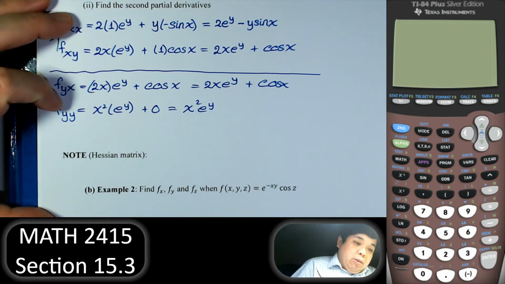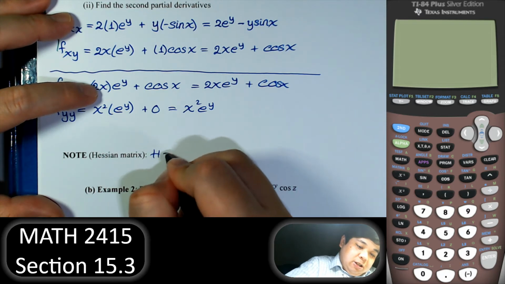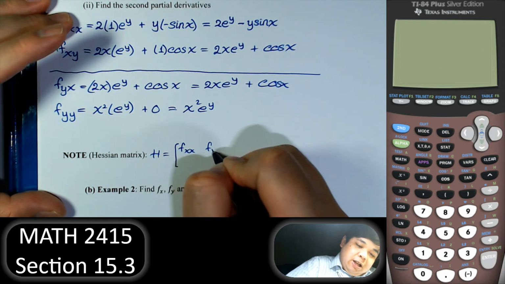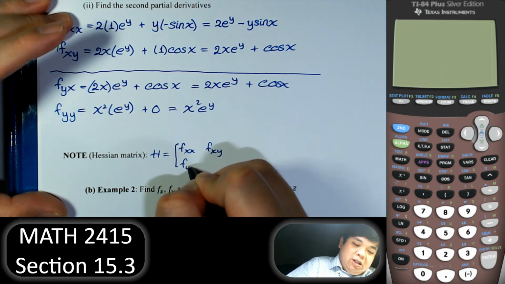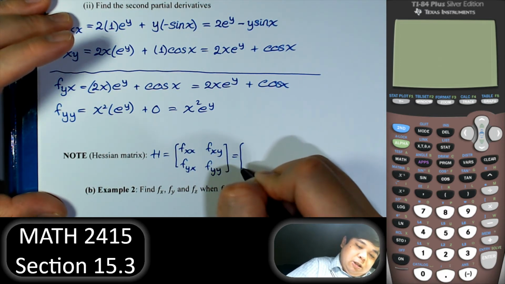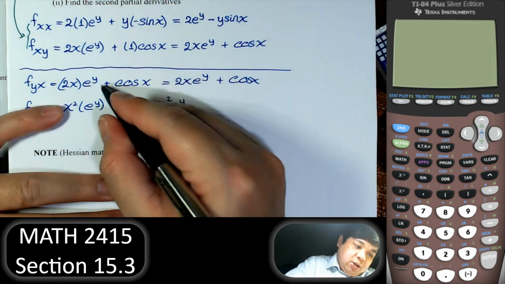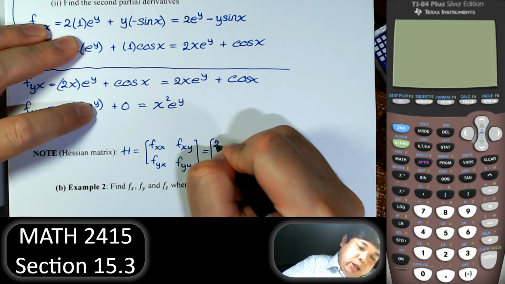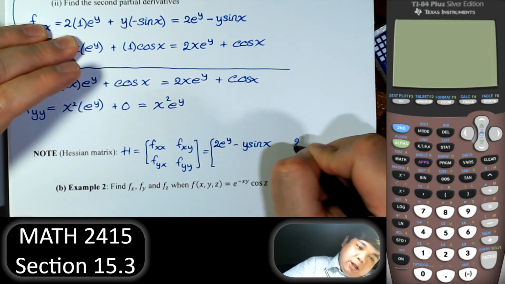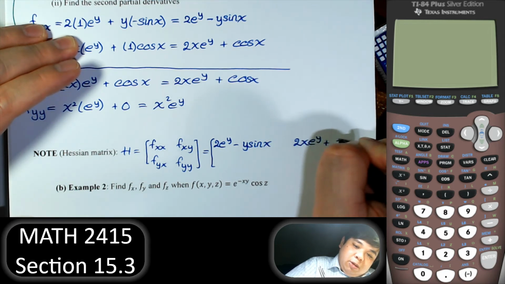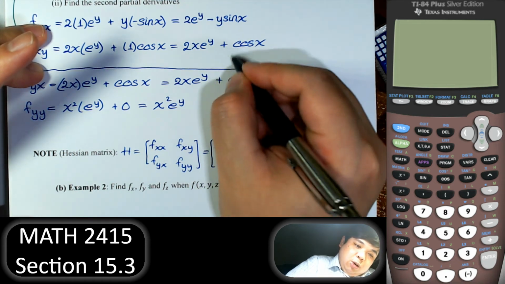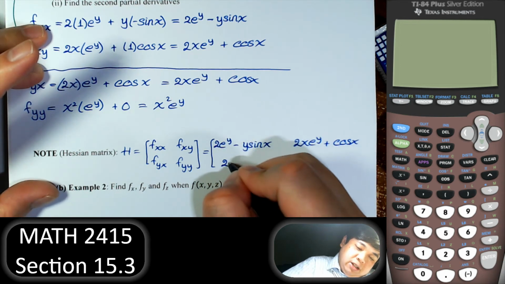And once again, we can put it in a matrix called the Hessian matrix of second derivatives: xx, xy, or yx, it doesn't matter because yx and xy are the same, and then yy. So the matrix of second derivatives is going to be equal to 2e to the y minus y sine x, 2x e to the y plus cosine x. Yeah, those two are the same, so it's kind of symmetric.